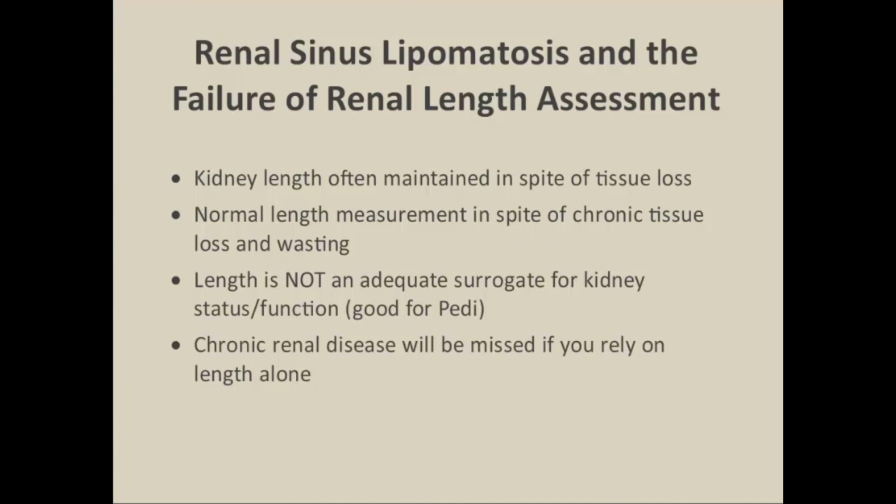And it is one of the reasons why length is not a good measurement of what's going on with the kidney. So renal length is often maintained in spite of there being significant kidney tissue loss, but the length is fine, so we think things are fine. Normal length measurements can exist in spite of significant chronic tissue wasting. Length is not an adequate surrogate for renal status or function. Now, in the kids, it is. So we're talking about adult population. But in the adult population, relying on length alone is going to get you in trouble. And chronic renal disease is often going to be missed if you rely on length alone.